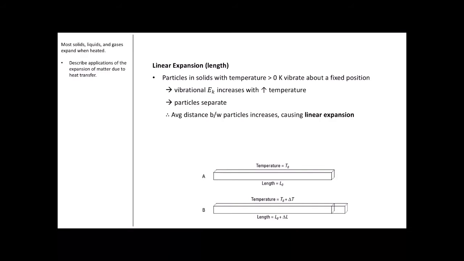So if the temperature increases, the particles will separate a little bit because of that increased vibration. As a result, the average distance between each particle increases, and when you zoom out back to the macro level, this causes linear expansion of the overall solid. This only occurs with solids, because liquids and gases don't have a fixed shape. Because their particles aren't held in a position, the overall volume won't expand lengthwise.